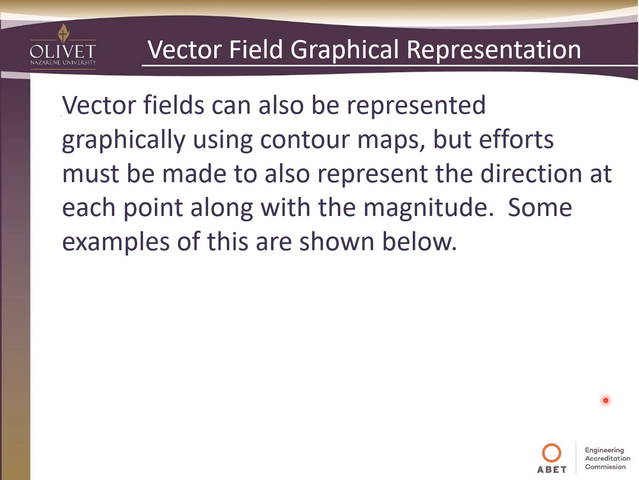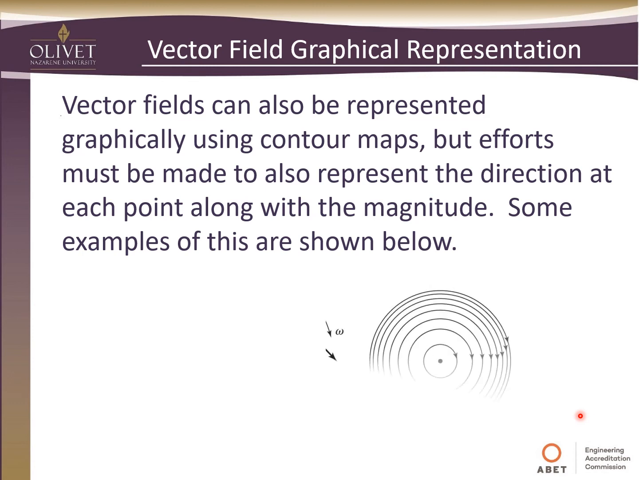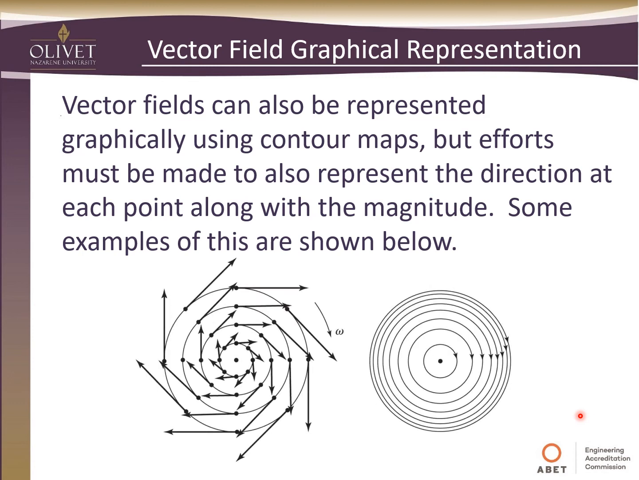Vector fields can also be represented graphically using contour maps, and we do this a lot. But efforts have to be made here to also represent the direction at each point along the magnitude. So a couple examples of what this looks like are given here. Here you can see again the magnitude will be the same all along this circle. However, at each point you can see the direction is different and is varying. So this is a very typical contour map for an electromagnetic field. You can also see it this way, where again the magnitudes are the same, but the direction is always going to be tangential to the circle, which is kind of the same thing that's going on over here.